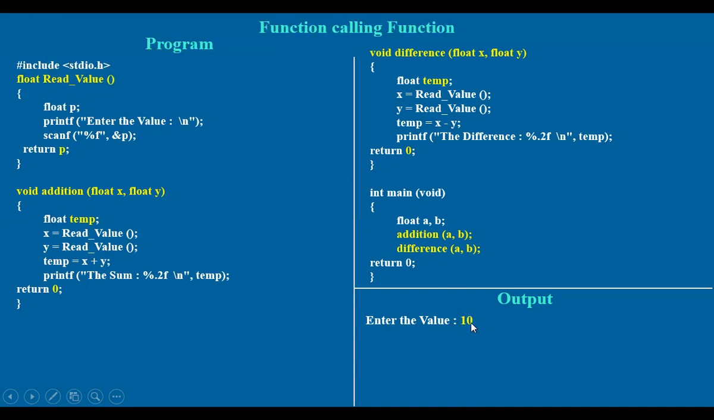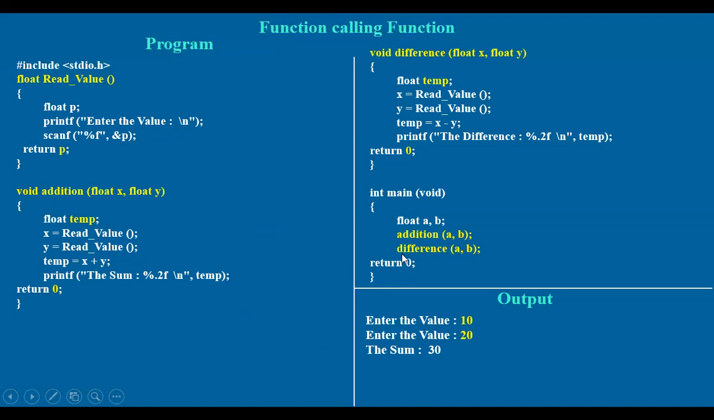Whatever value you enter here is assigned to P, and this value is returned here and assigned to X. Similarly, it activates this function again, and another value is given, and that 20 is assigned to Y. And these two are added and displayed here as a sum. That's it. This statement is over.